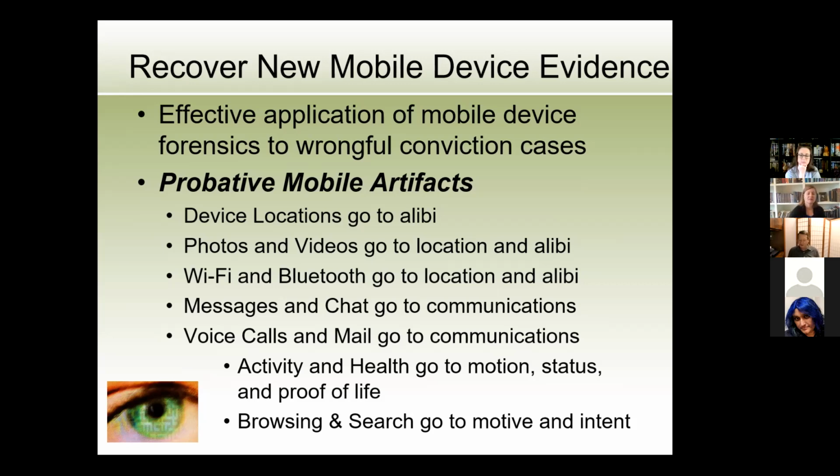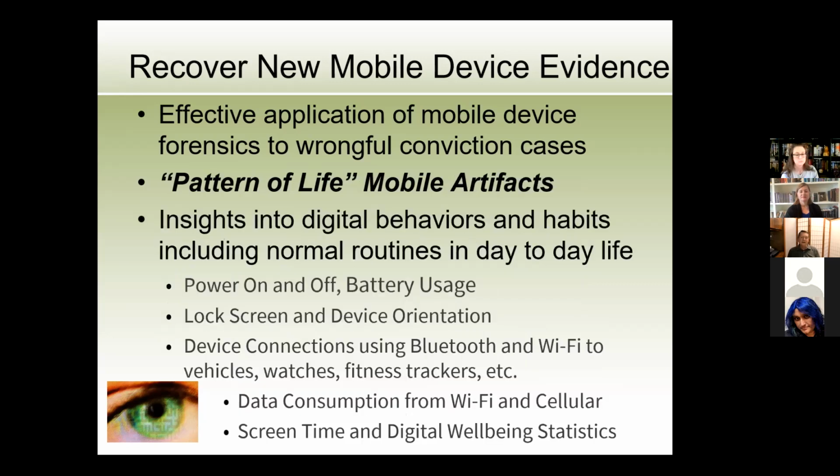And then browsers and search, right? Oftentimes browser and search is used on a computer, but way more often it's used on a phone. And if you've got Google searches, you can really get into the motive and intent, which are critical factors in criminal law, looking for the criminal thought process that goes to the degree of the criminal intent or activity. So lots of different artifacts.